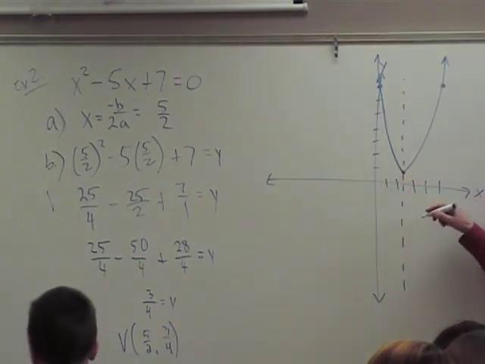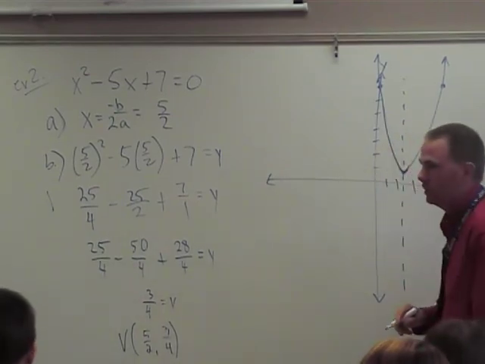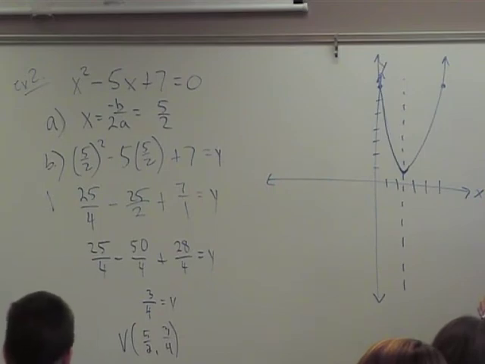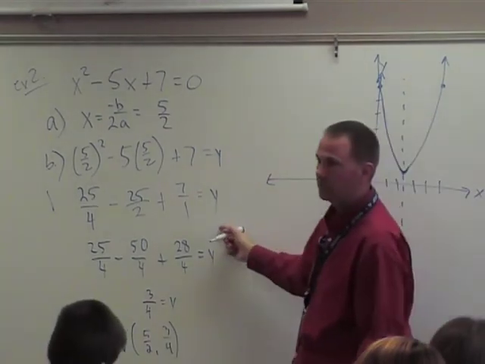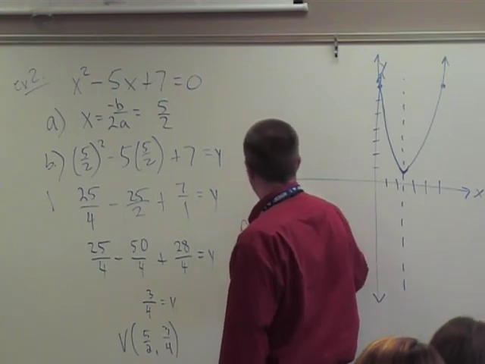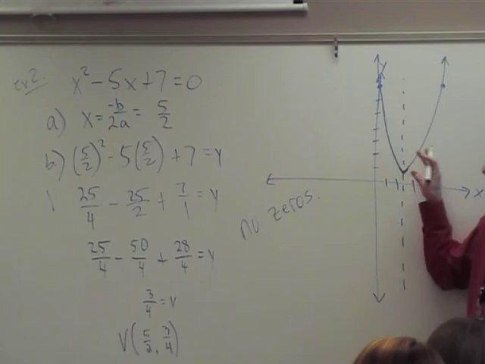It does not cross the x-axis. Make sure this is rounded at the point, not make it a V. All right. It does not cross it. There are no solutions. No zeros. Okay. This is what your paper should look like.